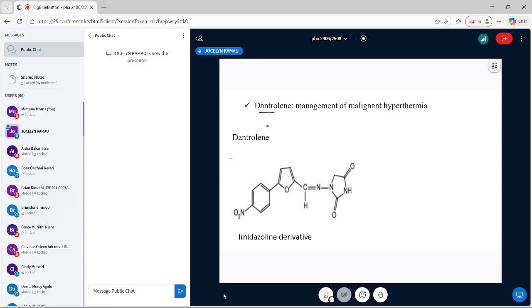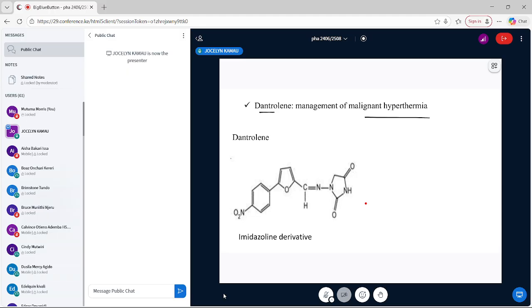Dantrolene is the antidote for the management of malignant hypothermia. So I thought, let me just mention it for us to understand, because we don't study for the sake of just studying. We also study so that when you go out there, you have the information. And therefore, when you go to a hospital where they are using halothane as a general anesthetic, you need to find out, do they have the antidote? Because we have said some patients who are genetically predisposed can get malignant hypothermia.